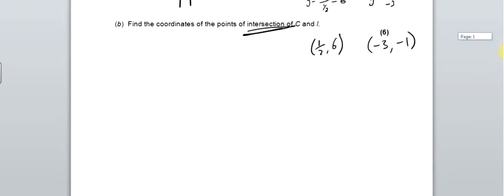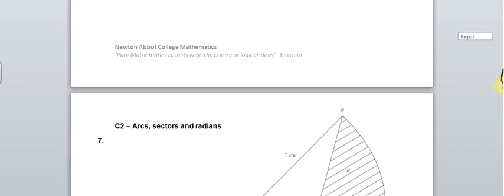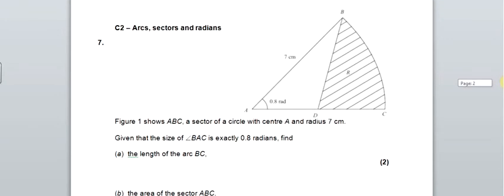Now, on to some core 2. Okay, well this is a bit of a beast.